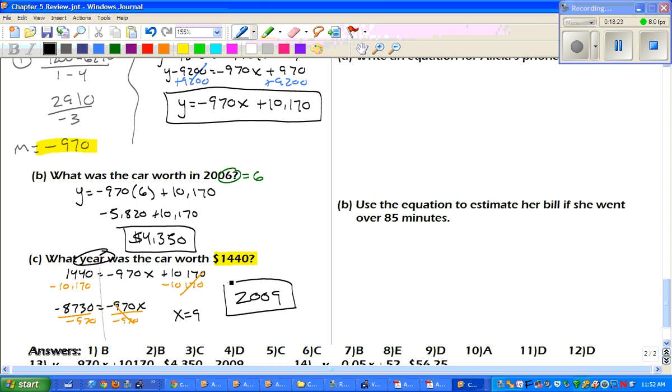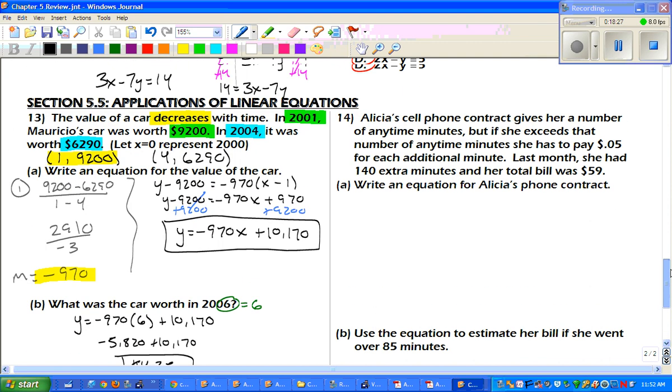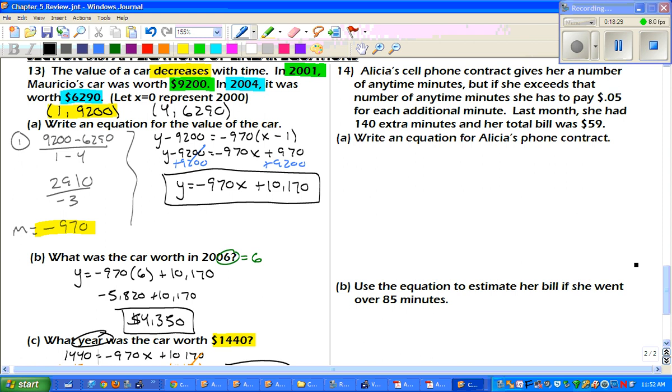Okay. All right. Last one. Alyssa's cell phone contract gives her a number of anytime minutes, but if she exceeds that number of anytime minutes, she has to pay 5 cents for each additional minute. Last month, she had 140 extra minutes, and her total bill was $59.